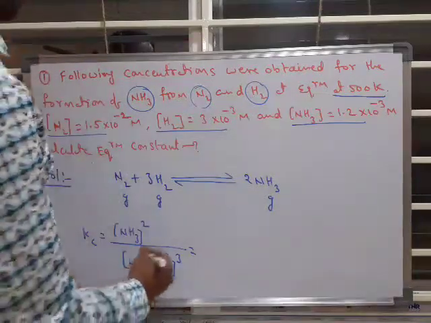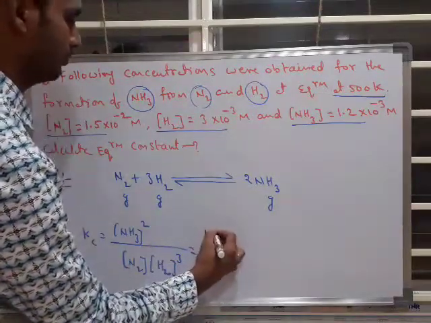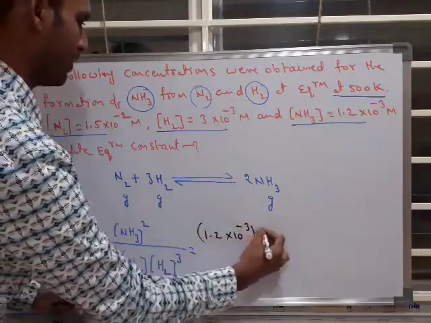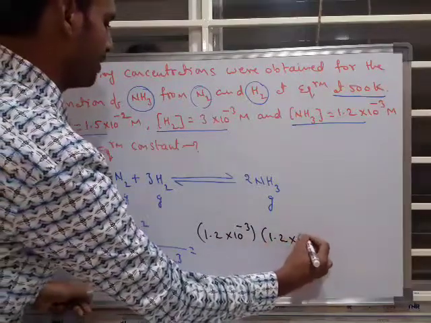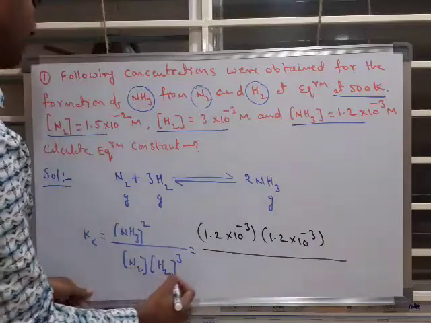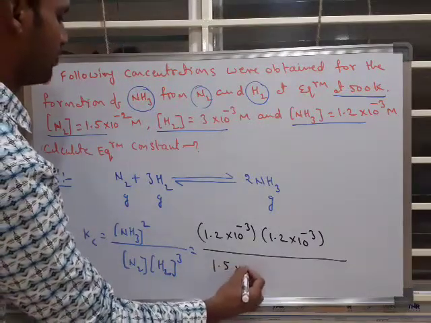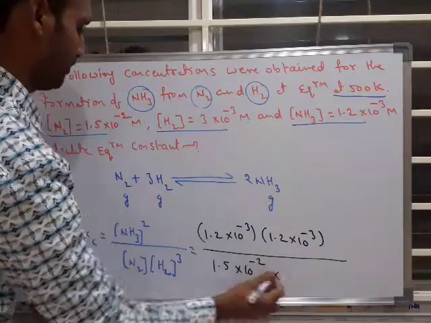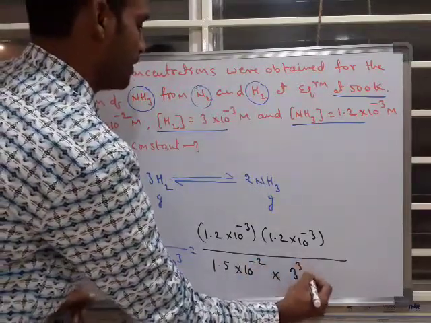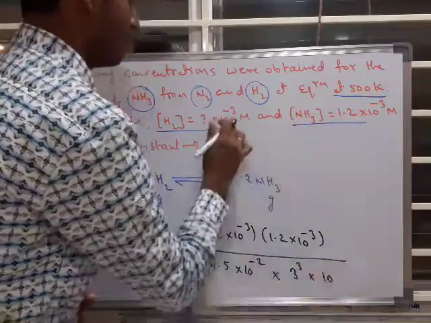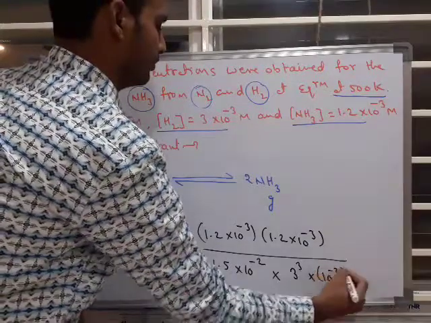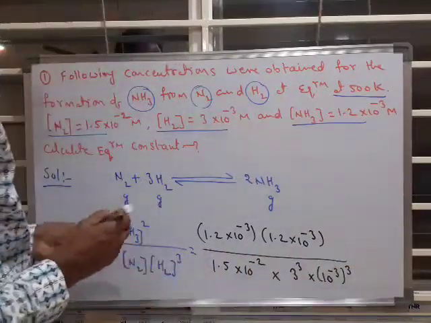So what is the NH3 concentration? 1.2 into 10 power minus 3, square of it. I am writing it 2 times. Square. So N2 is how much? Directly N2 1.5 into 10 power minus 2. H2 whole cube. H2 whole cube means it's 3 into 10 power minus 3 whole cube, minus 3 cube. Okay, just do the calculation.